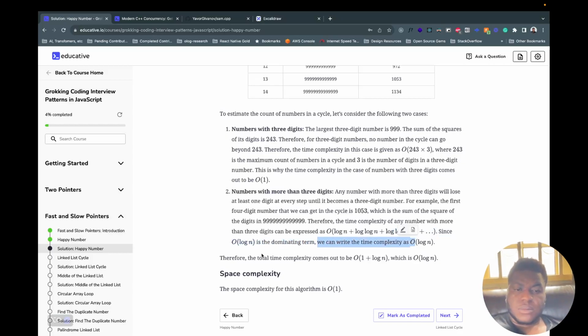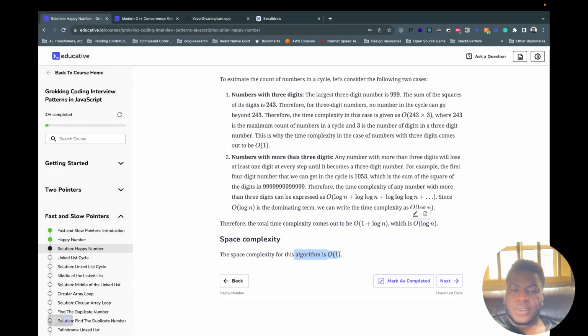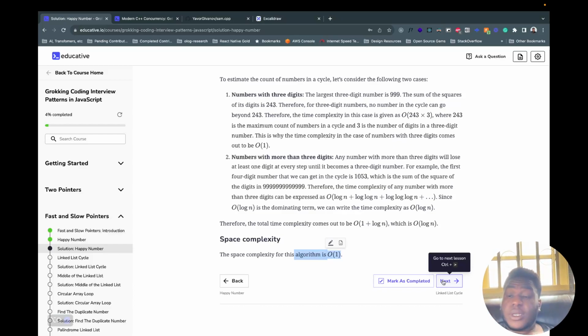Okay. Kind of makes sense loosely, not concretely. That's fine. The total time complexity comes out to be O of 1 plus log of n, which log of n wins out. So then space complexity is O of 1, because I'm only storing 2 variables, and that doesn't change no matter the size of the number. So yeah, this is good. It's happy.